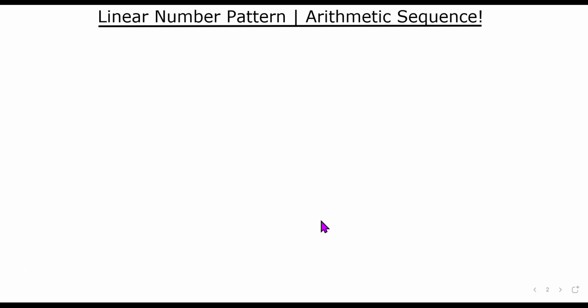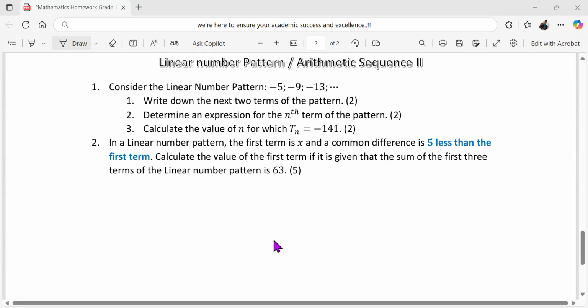All right. So the only difference here was finding the general term. Then everything else was exactly the same as how you know it. Now let's look at the next one. The next one says, in a linear number pattern, the first term is x and a common difference or a constant difference is 5 less than the first term. Listen to that. The constant difference is 5 less than the first term.